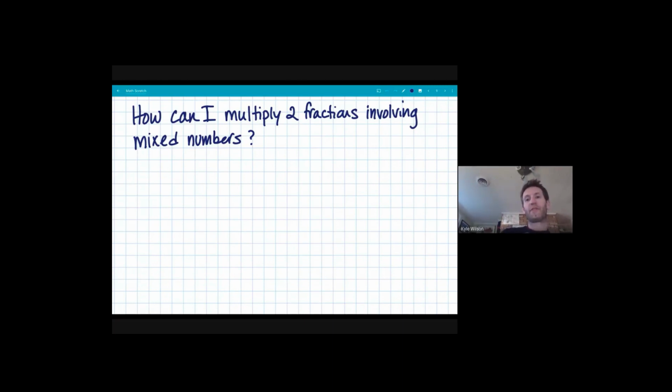And as we remember from how we multiply standard fractions, the same things are going to apply. The big difference is we have to address each mixed number first. So pay attention to that as we go through these example problems.